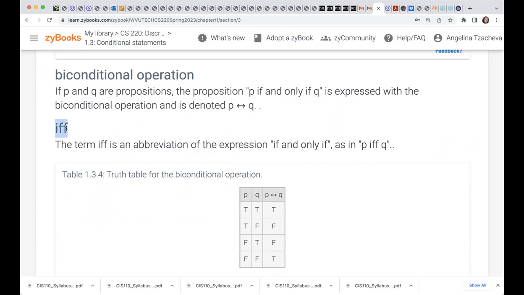And then we have this iff, which is if and only if. That is if with two F's added.